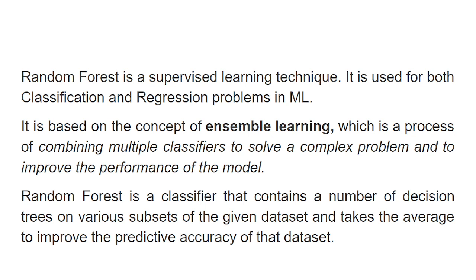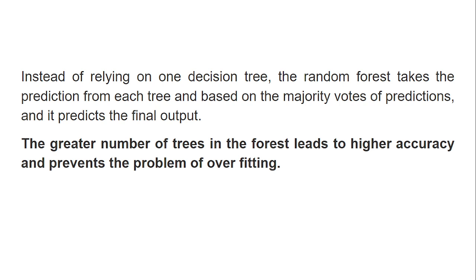And random forest is a classifier that contains a number of decision trees. Previously we have gone through the decision tree. We were using only one tree and taking the performance from it. Here we are taking a number of decision trees, and based on the average we find the random forest. So we summarize it like this: random forest is a classifier that contains a number of decision trees on various subsets of a given data set and takes the average to improve the predictive accuracy of the data set. That is the meaning.